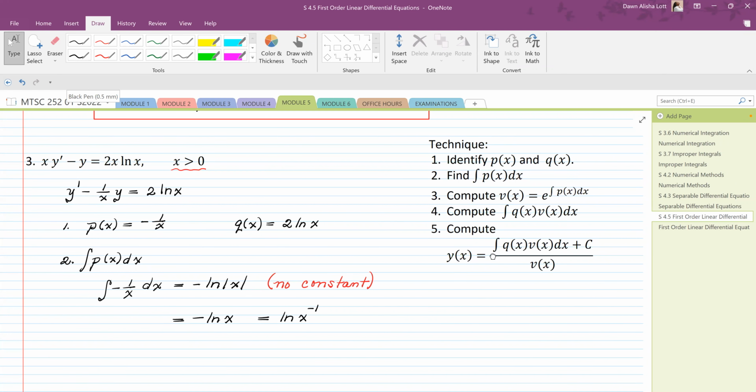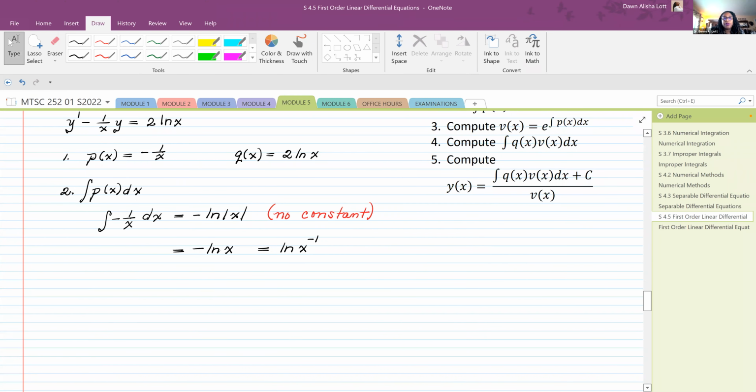You're welcome. Okay, so that's P of x. Step 3. Our V of x is e to that integral of whatever we found. For us, that's e to the natural log of x to the -1. But here we have our inverse functions. E and natural log are inverse functions, the exponential. So we get x to the -1, but that's simply just 1 over x. So that is our V.